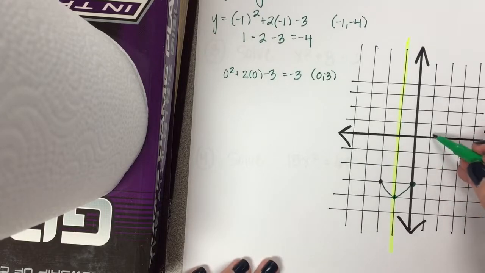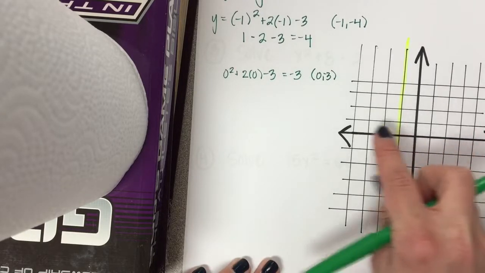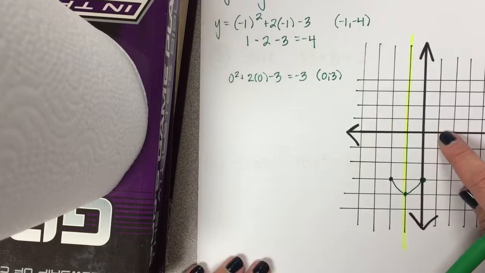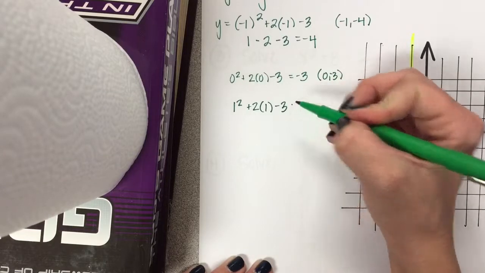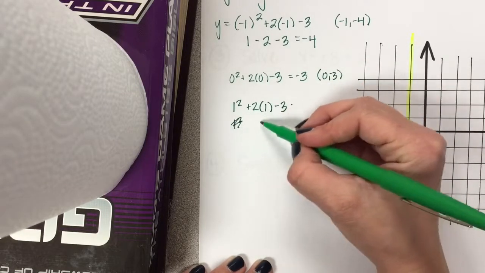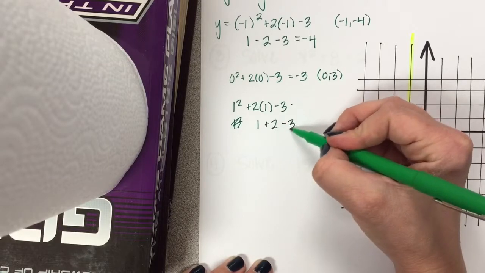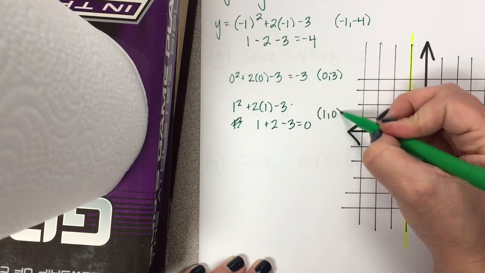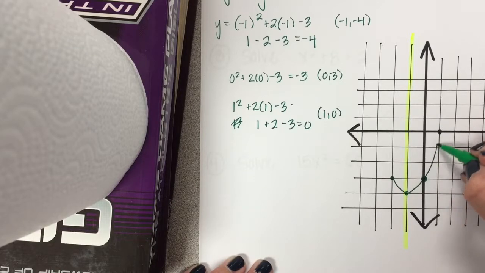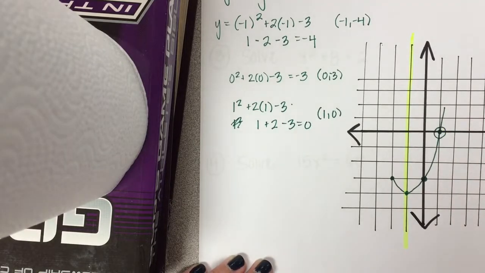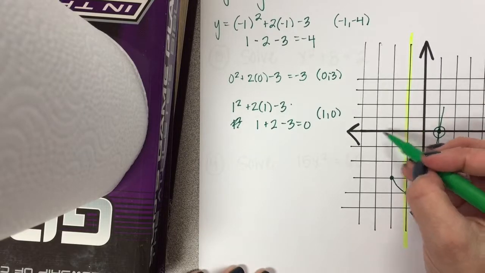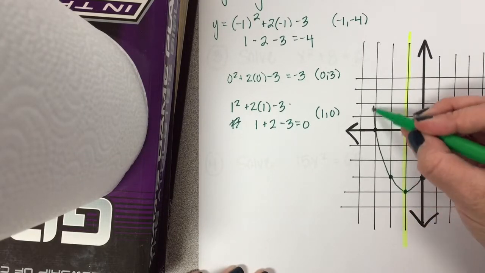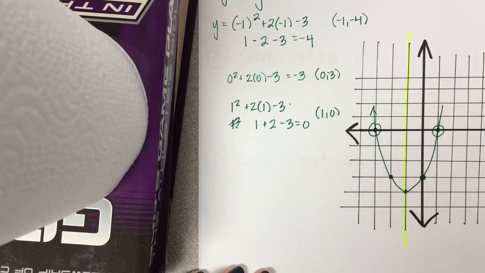So now I'm going to pick positive 1 because I'm still not up to crossing the x-axis. So if I plug in positive 1, that's 1 squared plus 2 times 1 minus 3. So 1 squared is 1, plus 2 is 3, minus 3 is 0. So that's the point 1, 0. So that's one of the points I've been looking for, because the 0 is where it crosses the x-axis. So that's 2 to the right of my axis of symmetry. So 2 to the left would be right here. So this and this are the solutions.